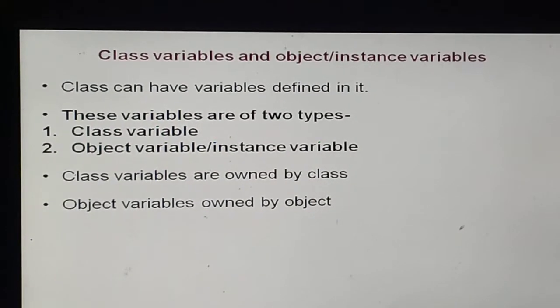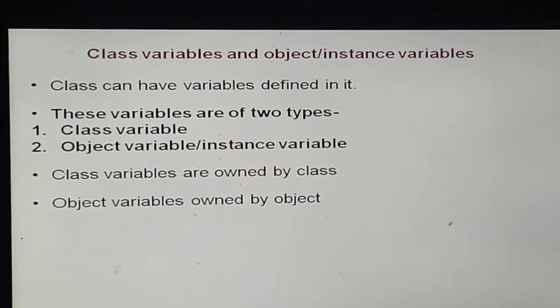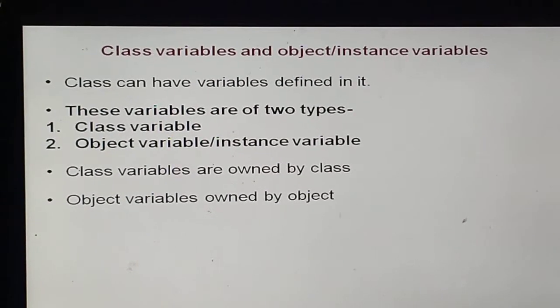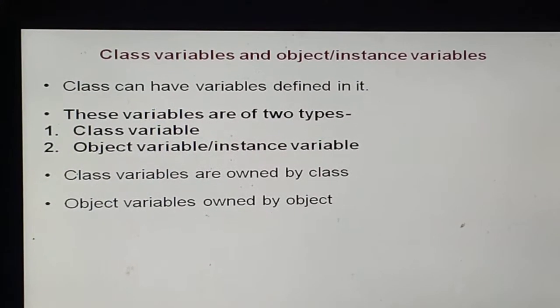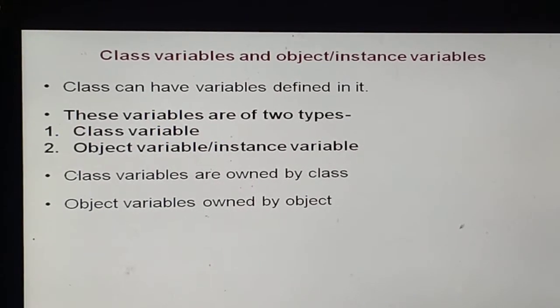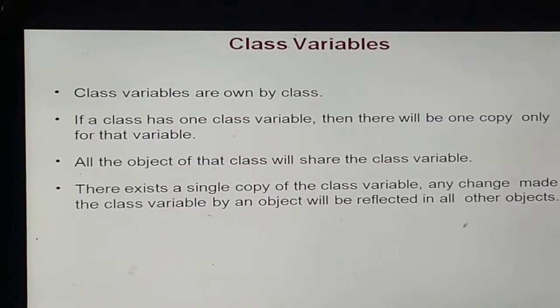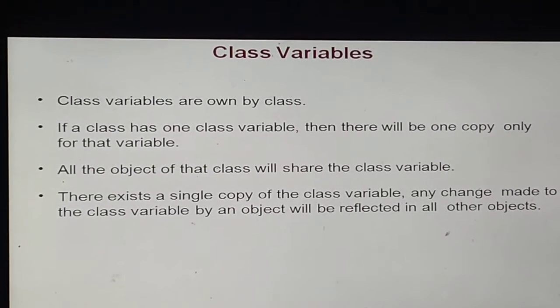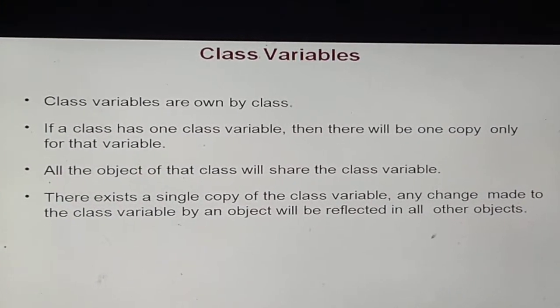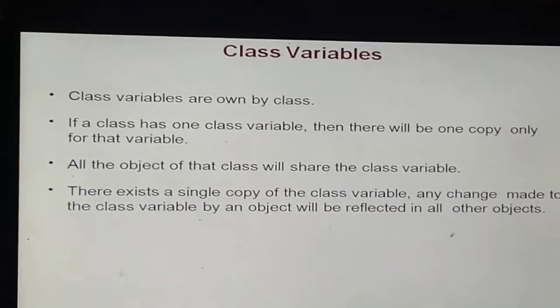There are basically two types of variables defined inside the class. The first one is the class variable and the other one is the object variable. As the names indicate, class variables are owned by the class and object variables are owned by the object only. Let's discuss both the variables one by one. Firstly, we'll discuss the class variable.